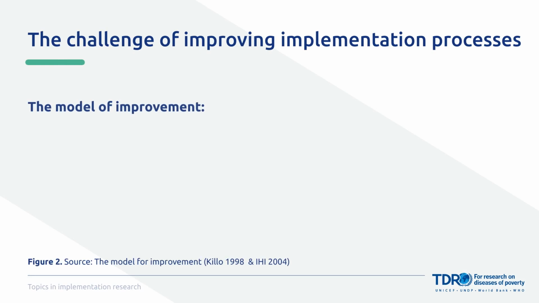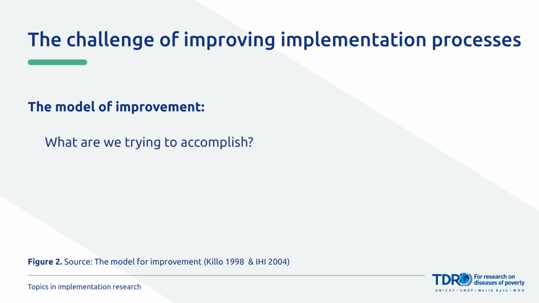The model of improvement is one of the quality improvement approaches that could be applied in each of the phases of the scaling process to continuously monitor improvement. It requires a collaborative team to determine specific outcomes, guided by the following questions.